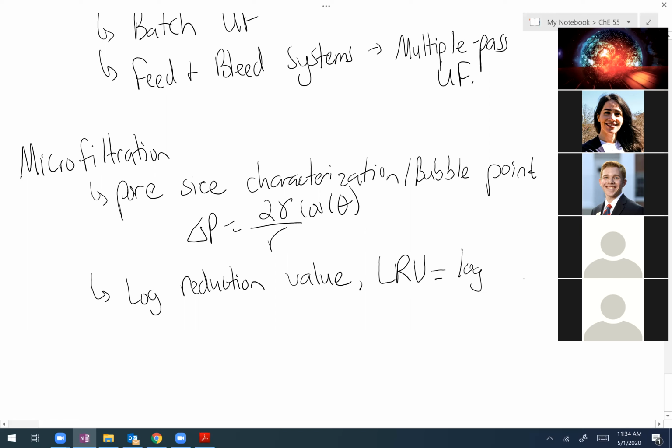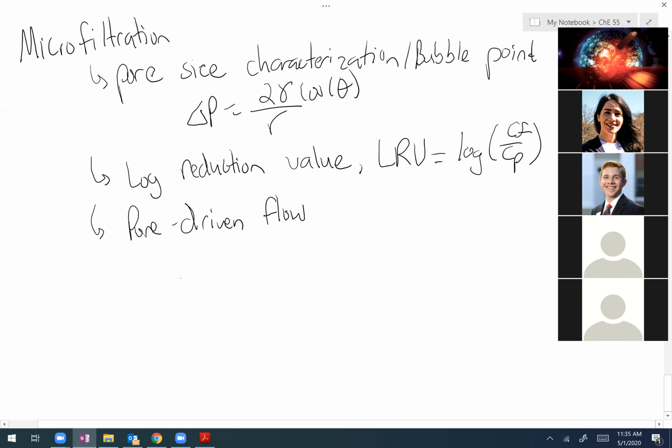Which makes you think, wow, those 99.9% are weak. And of course, don't forget, this is going to be a pore driven flow. So we're going to have to rely on that if you want to look at flux values. And I think that was all we really talked about in terms of specifics to microfiltration. Maybe a little bit on modules.